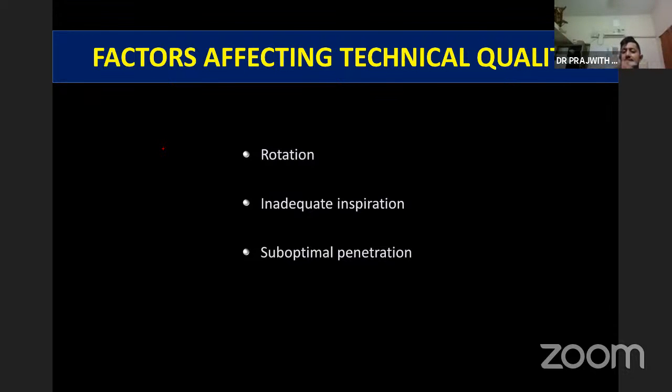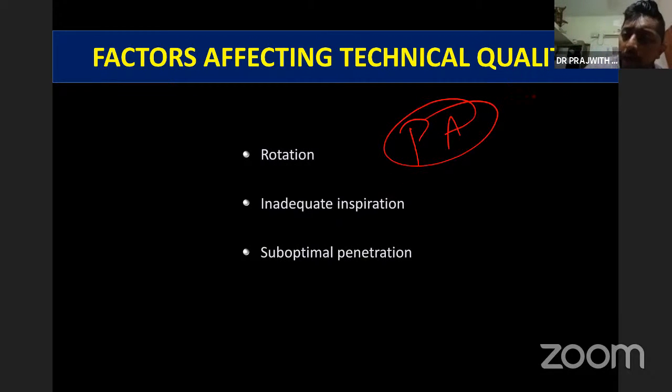The factors affecting the technical quality include rotation, inadequate inspiration, and suboptimal penetration. So first thing is I want to get a PA chest X-ray. I don't want an AP chest X-ray, but I told you when I do an AP chest X-ray.